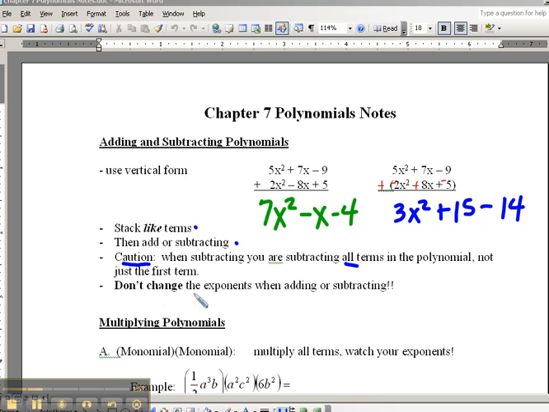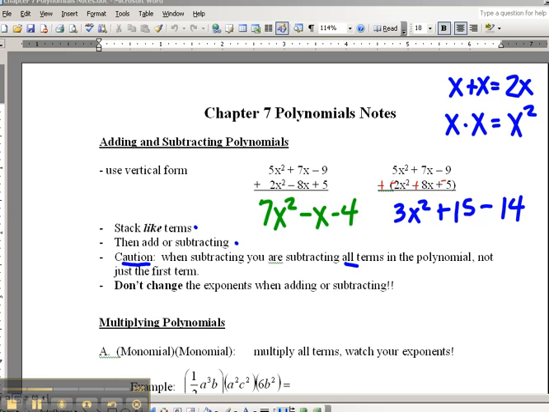Don't change the exponents when adding or subtracting. You may want to add this to your notes. Just as a reminder, x plus x gives you 2x. When you take x and multiply by x, that's when you add your exponents. We are not multiplying here. You leave your exponents alone.